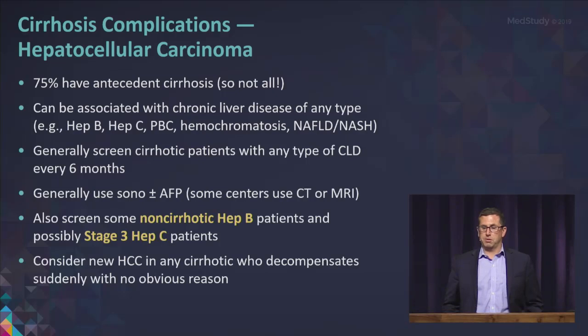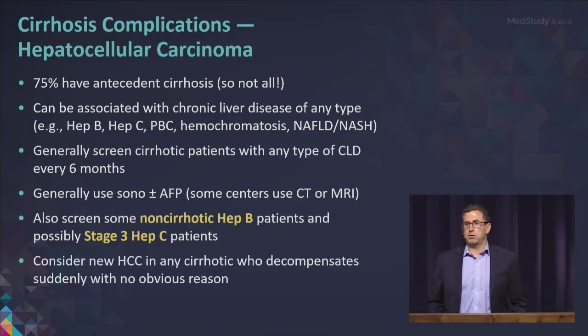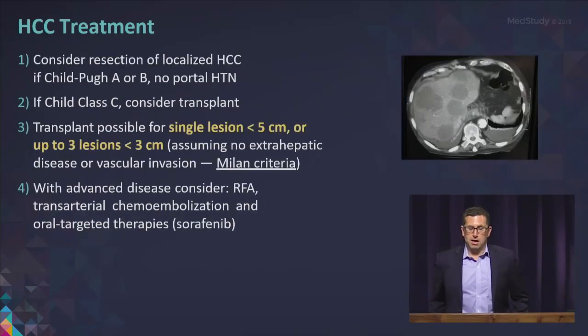And generally, as we mentioned, we're going to screen cirrhotic patients every 6 months, generally with a sonogram, possibly with an AFP. You also want to screen some non-cirrhotic Hep B patients, which we discussed before, and possibly stage 3 Hep C patients. And you really want to consider HCC in any cirrhotic who decompensates suddenly with no obvious reason.